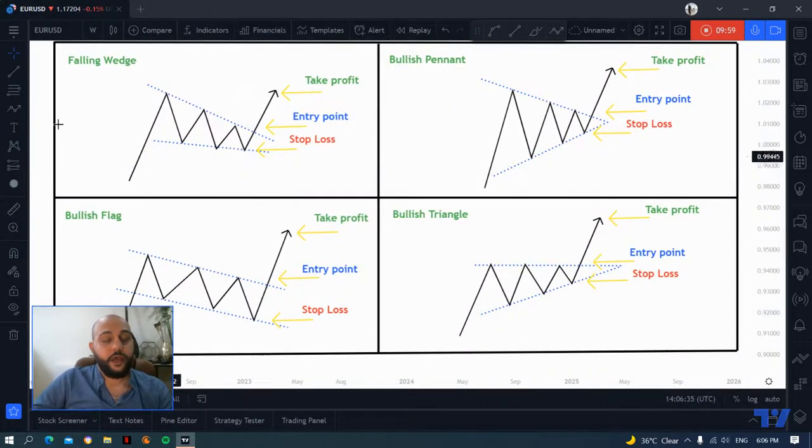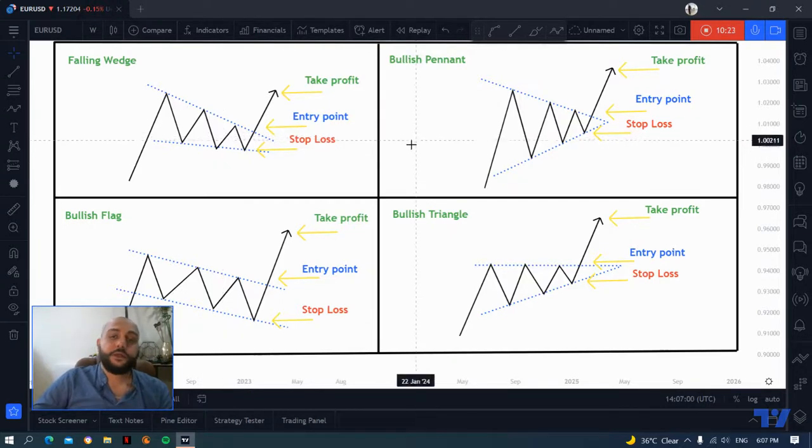So right here we have a falling wedge, a bullish flag, a bullish pennant, and a bullish triangle. The falling wedge is basically the same. Notice how the trend is going up, trending inside that wedge. Our entry point is going to line up with the last stop of that trend. Your stop loss is going to be at the bottom, and you're going to take profit roughly lined up with where the trend kind of started going down.